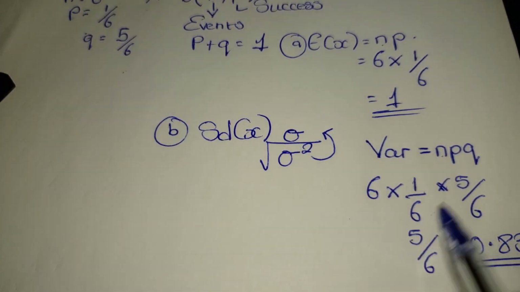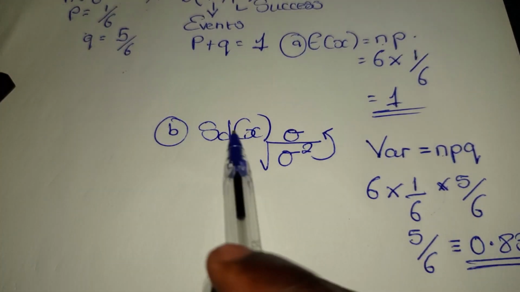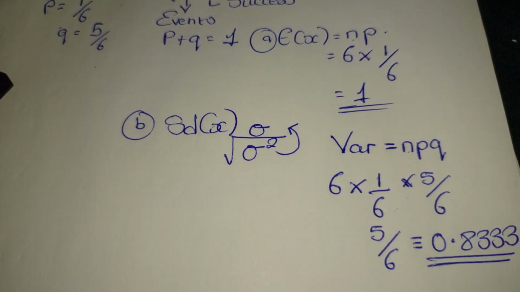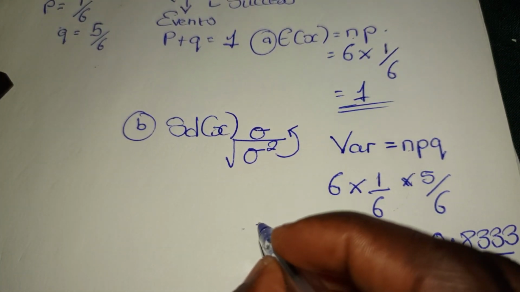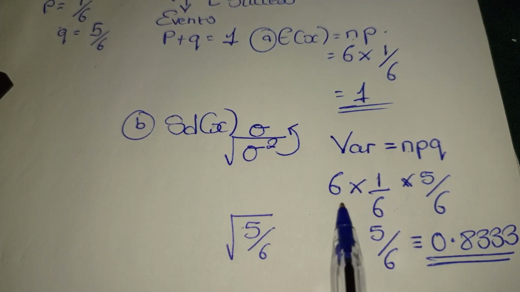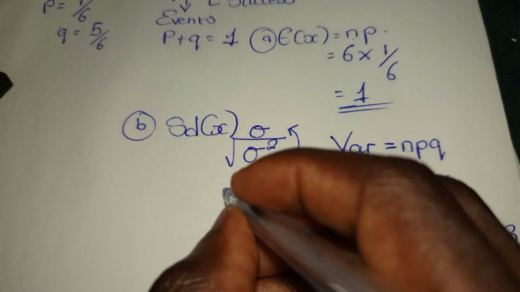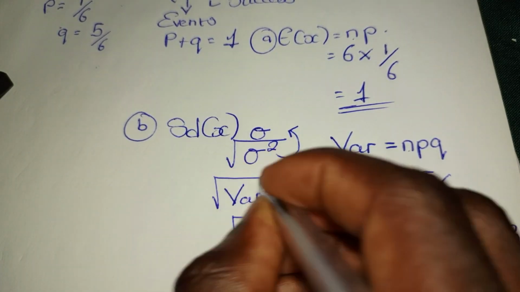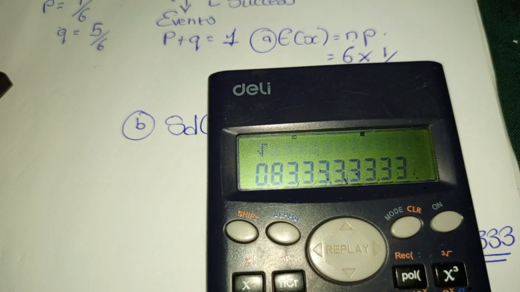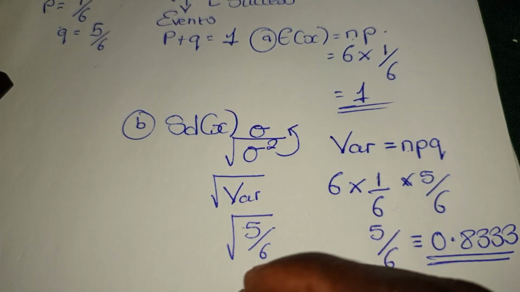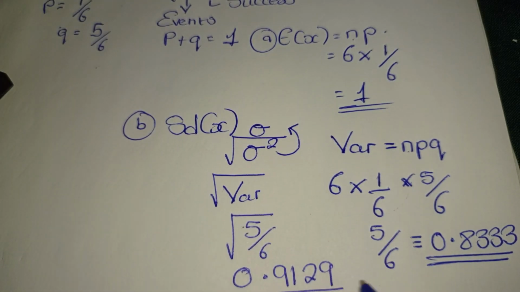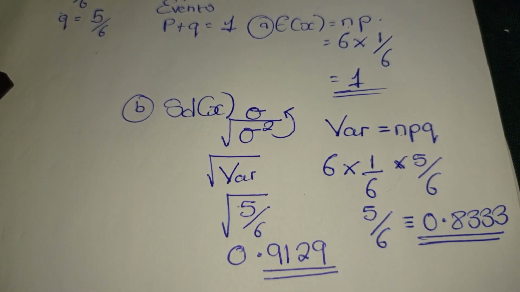Then remember, this is the variance, but we are interested in finding the standard deviation. So we take 5 over 6 and find the square root of it. Remember, for you to find the standard deviation, you take the square root of the variance. So we just take the square root of what we got and we'll get our answer to be 0.9129. So this is the value of the standard deviation.